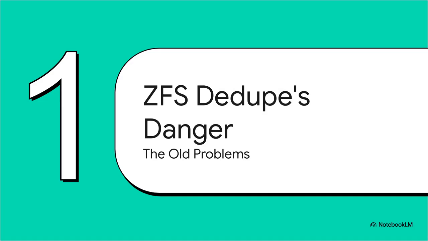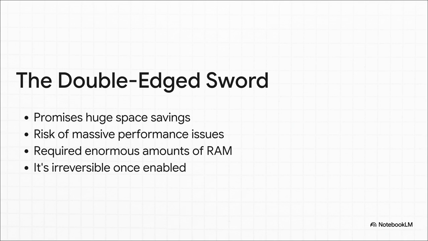Okay, so to really get why fast dedupe is such a big deal, we gotta take a quick trip back in time. We need to understand why the old version was so, well, feared. Let's talk about the dangerous reputation of ZFS Dedupe. And here it is, the classic double-edged sword. On one side, you have this amazing promise of saving huge amounts of space. Super tempting, right? But the other side, oh man, the risks were massive.